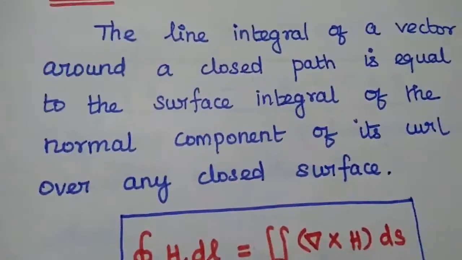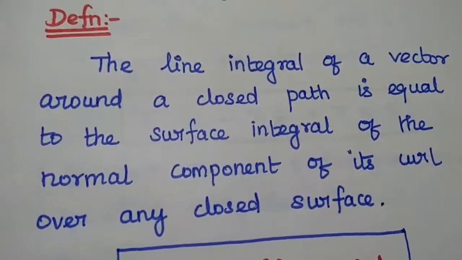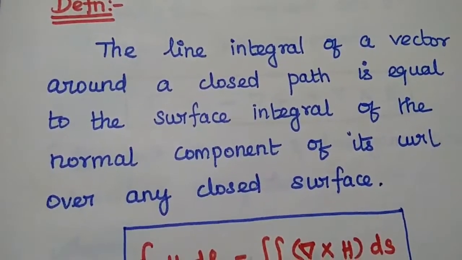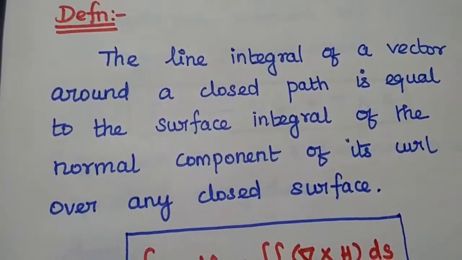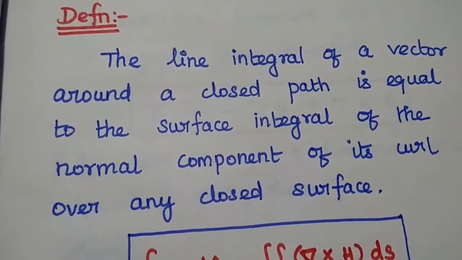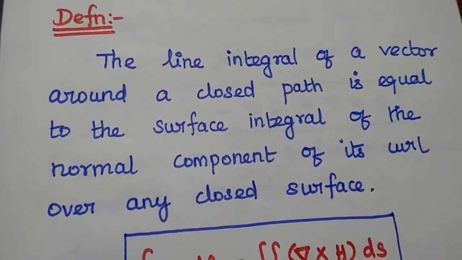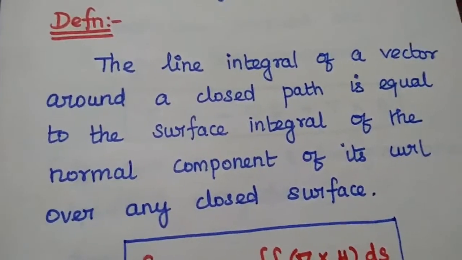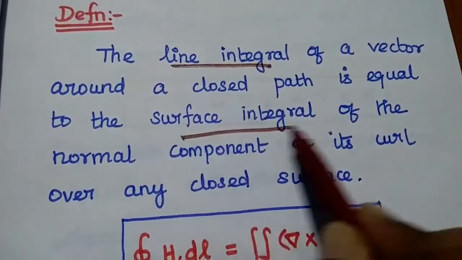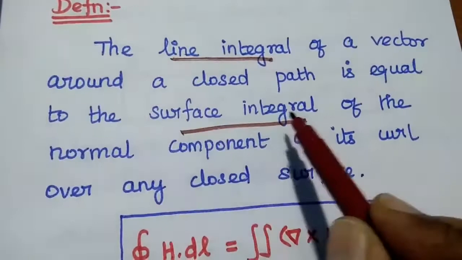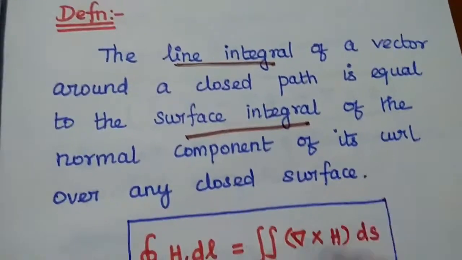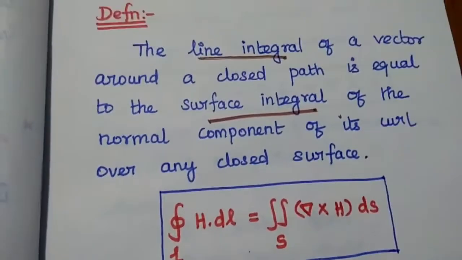The definition of Stokes' theorem is: the line integral of a vector around a closed path is equal to the surface integral of the normal component of its curl over any closed surface. So here it is going to relate two things. One is line integral, another one is surface integral. Okay, so surface integral of the curl of the vector over any closed surface. So this is the general relationship.